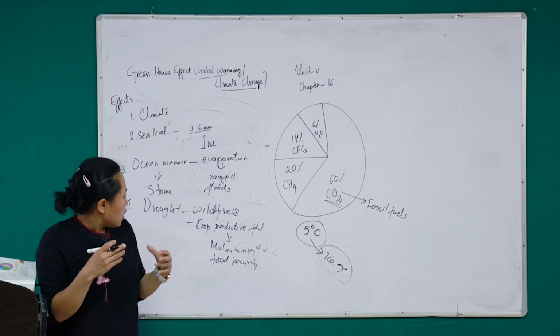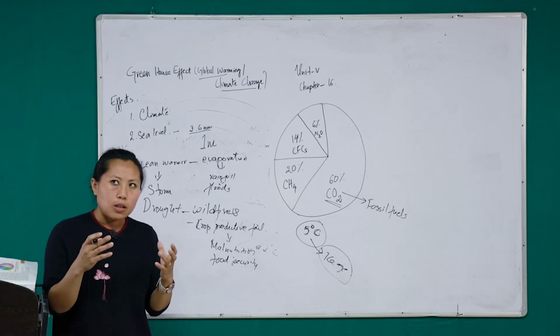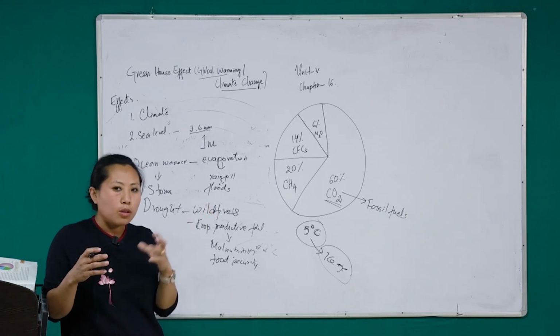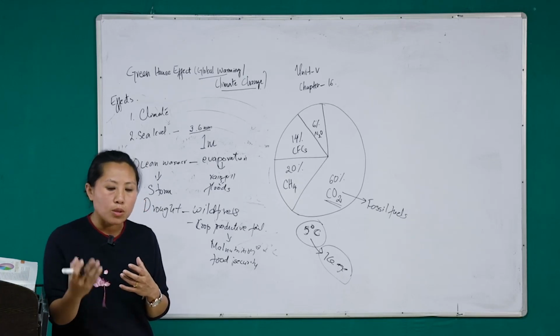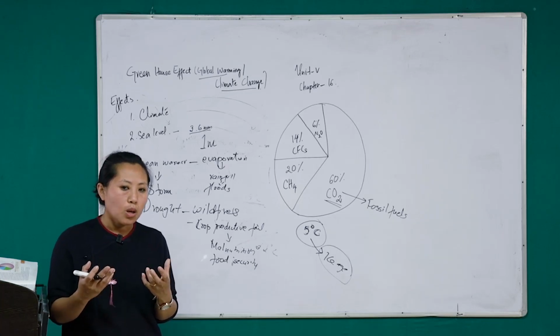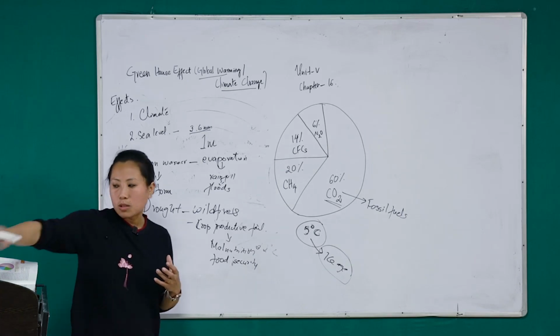Together with that, there is also the effect of this global warming on the flowering of the plants. The migration patterns of animals are also disturbed. So there is an effect on the ecosystem as a whole.